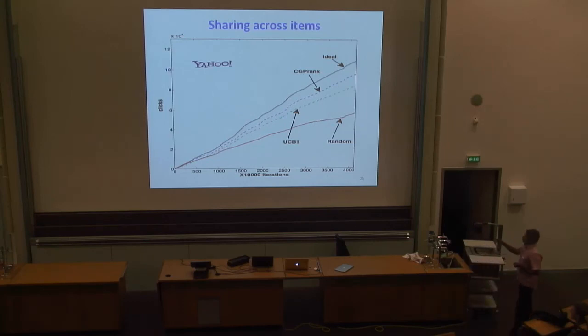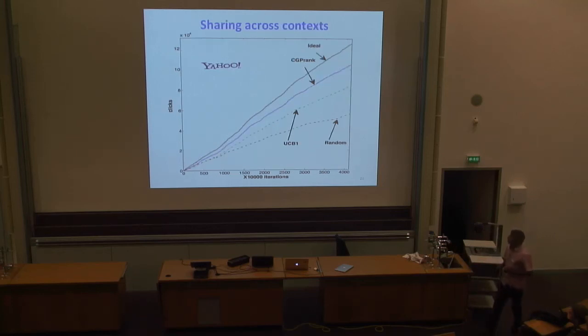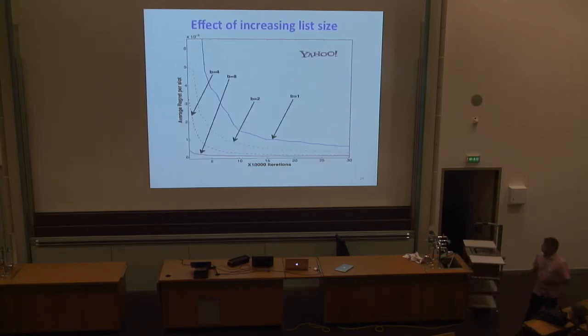So sharing across items, here again, you can see that ideal is the optimal hindsight policy. So this is not a real policy that you can implement. It's this hypothetical ideal. And you can see that our algorithm outperforms existing good algorithms. And across contexts, again, we are doing better than most of the existing ones. And this is the counterintuitive effect that I was talking about. You can see that as the batch size increases from 1 to 2 to 4 to 8, the regret keeps going down, which means our algorithm is getting better and better at recommending larger lists.